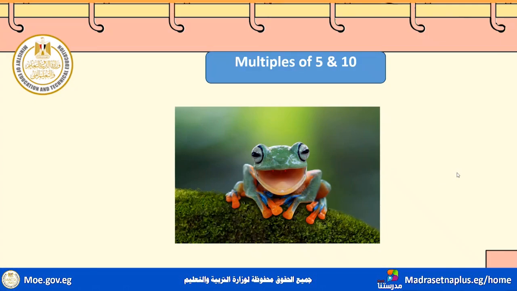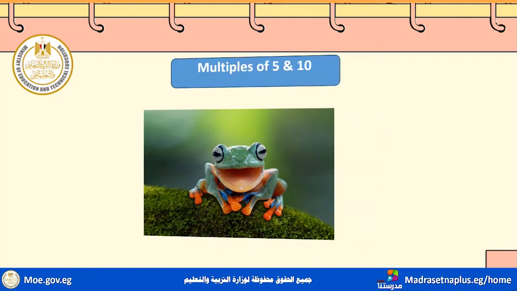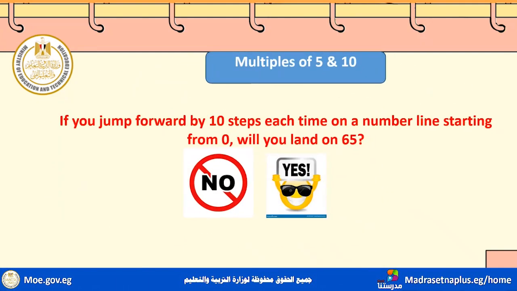This is for jumping on the number line. If you jump forward by 10 steps each time on the number line, starting from 0, will you land on 15? Remember this question. We will repeat it again at the end.